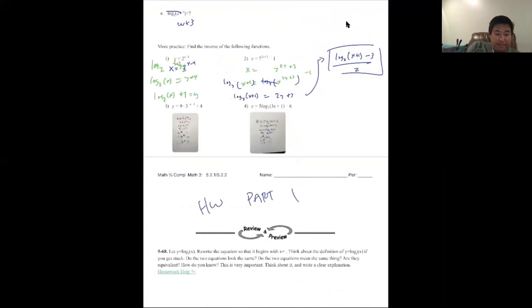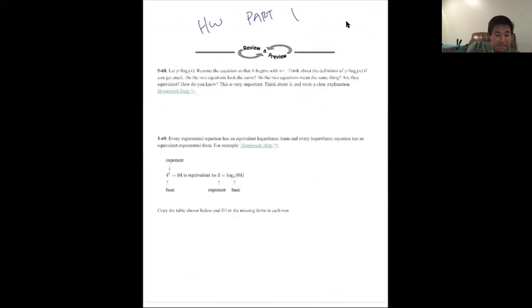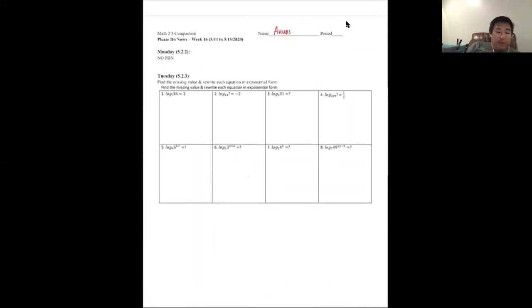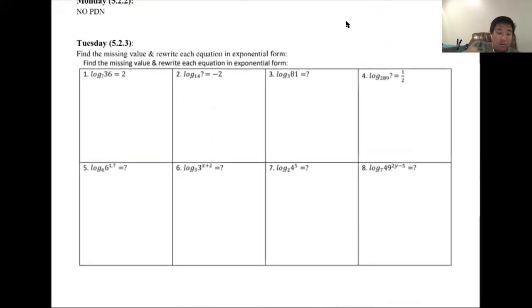Part 1. Cool. And then now do the PDN. This is 5.2.3. So this is something to the second power equals 36. And that something is 6. This is 14 to the negative 2 equals 1 over 196.